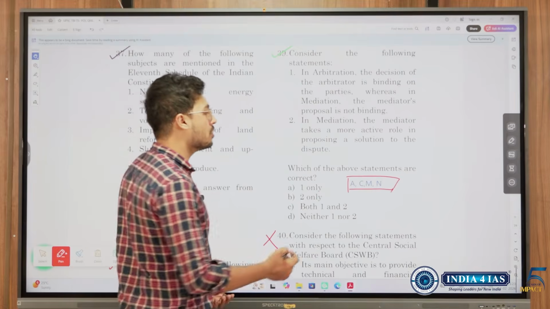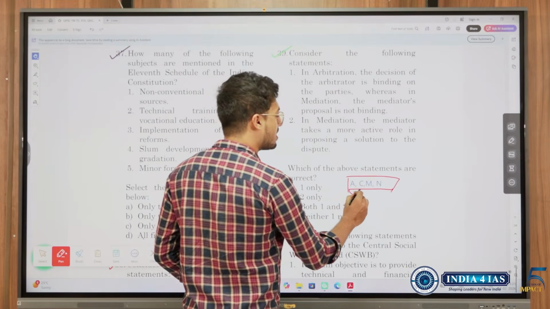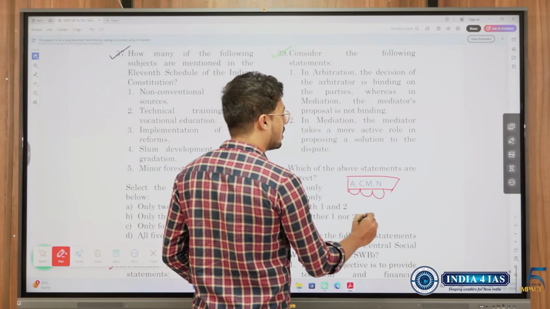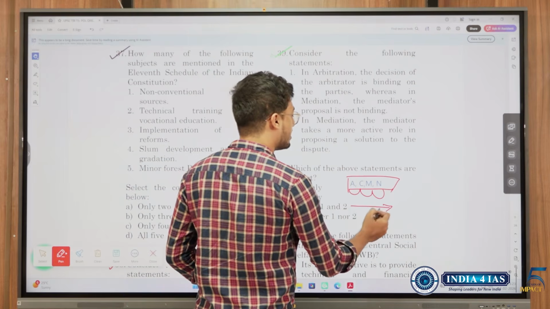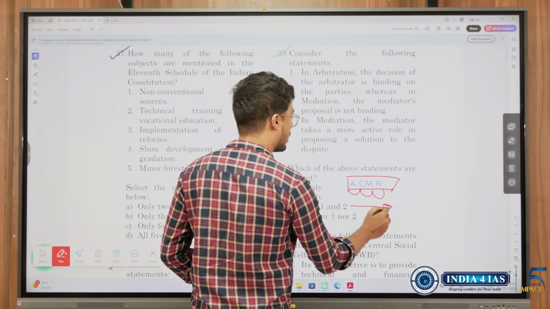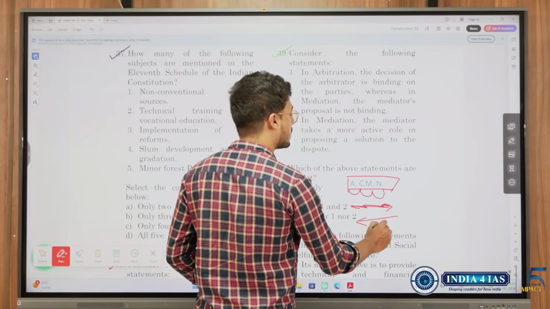So how can you remember? See, ABCD, A to Z order. In that same order, after A comes C, after C comes M, after M comes N. So in this way, power is actually decreasing, or you can say power is increasing in this way.